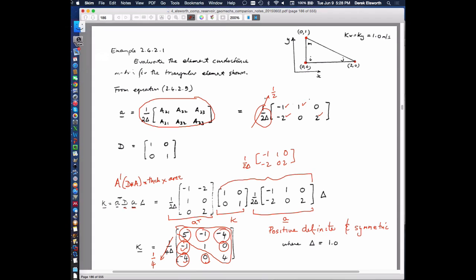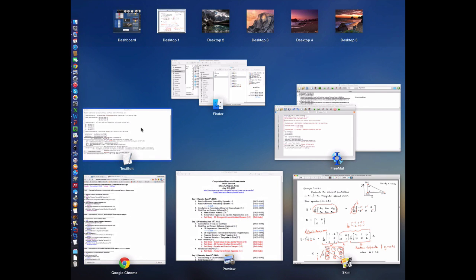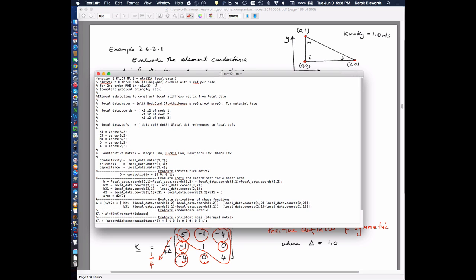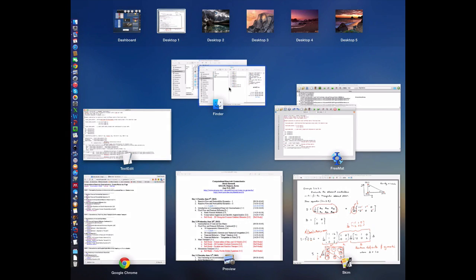And so that's basically what's put into a stiffness subroutine, and it kicks out back to the rest of the program this KL. K means conductance matrix, stiffness matrix. L means local, and it gets sent back to the main routine. And so if we wanted to execute this, which we could do, I think we should do.